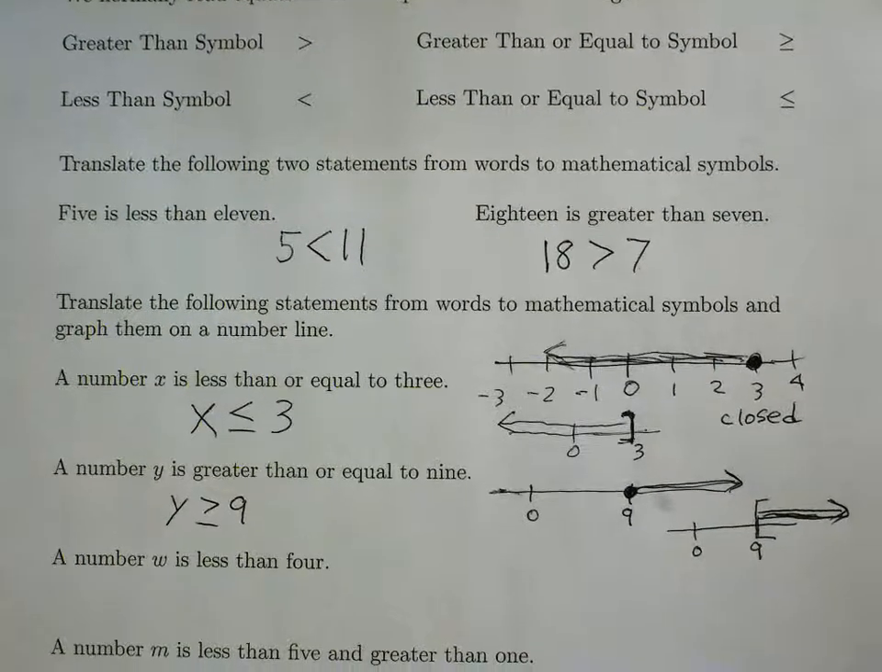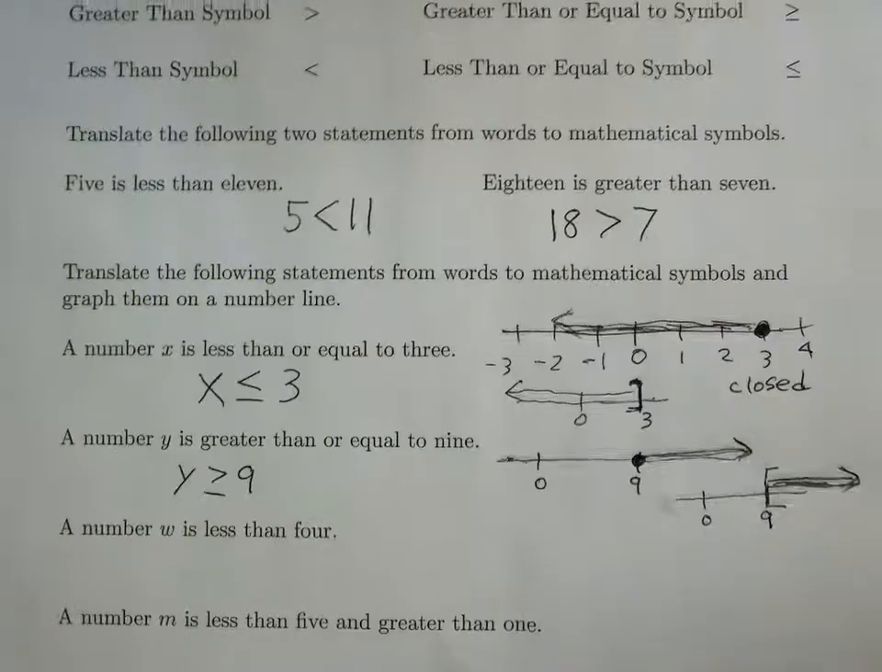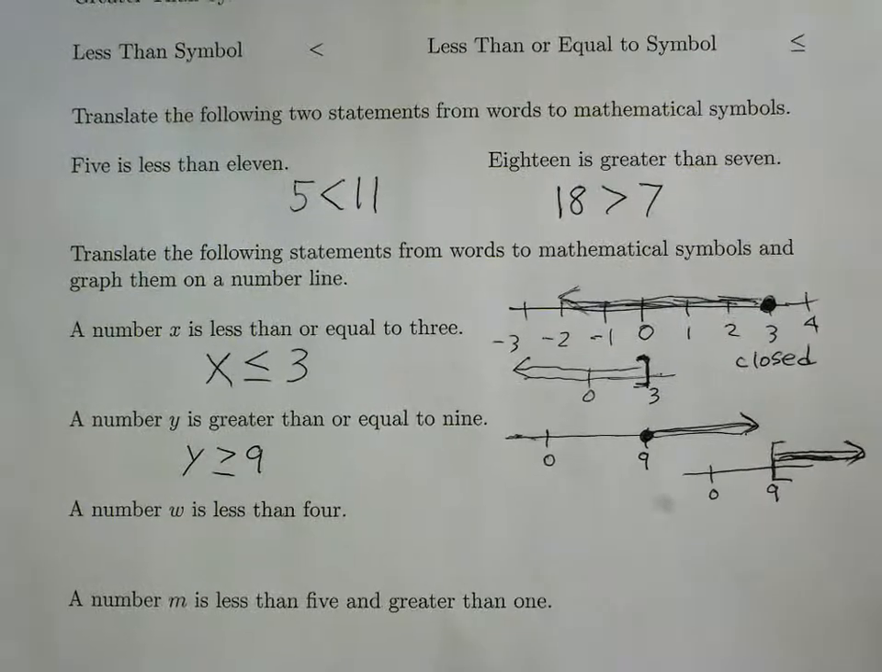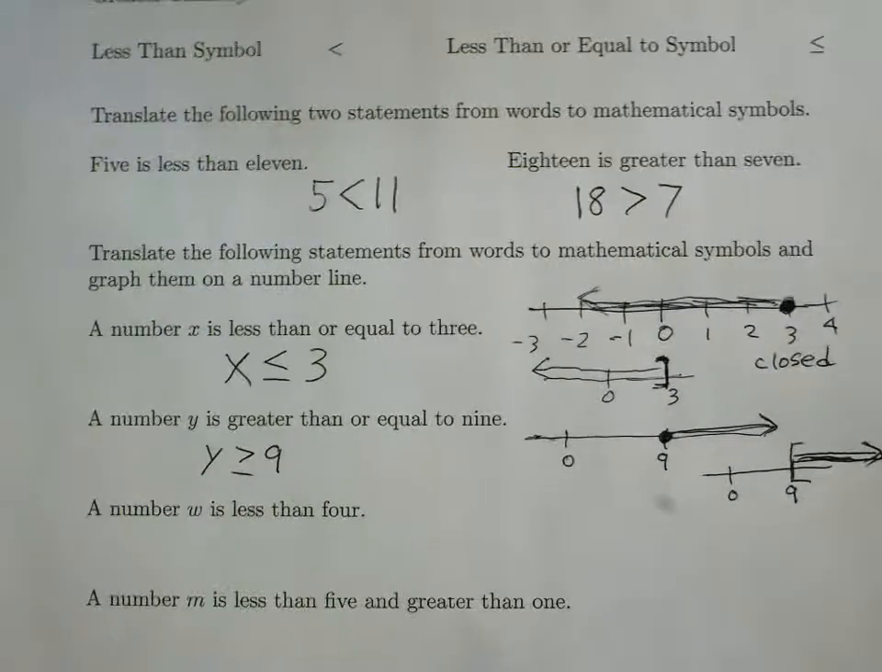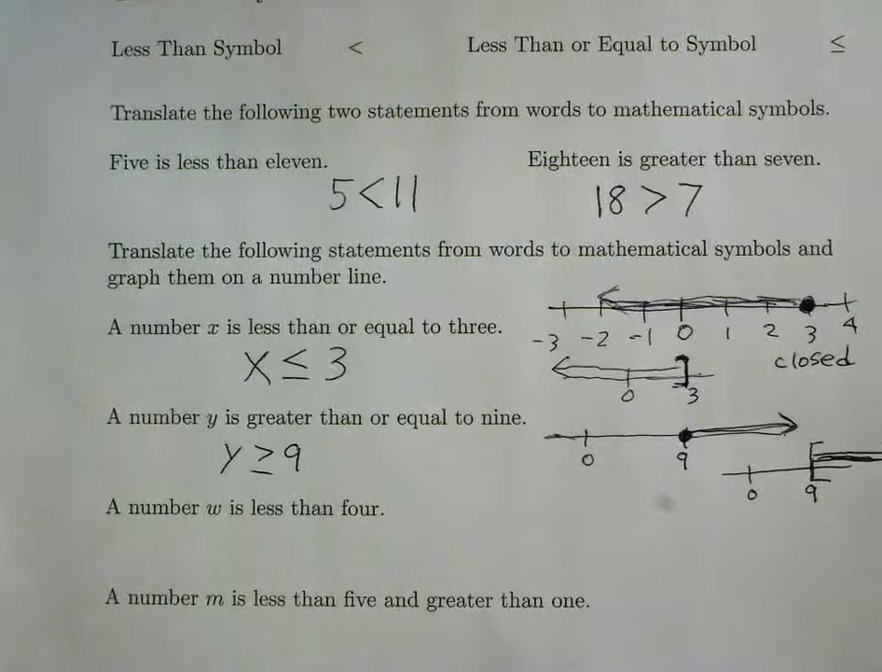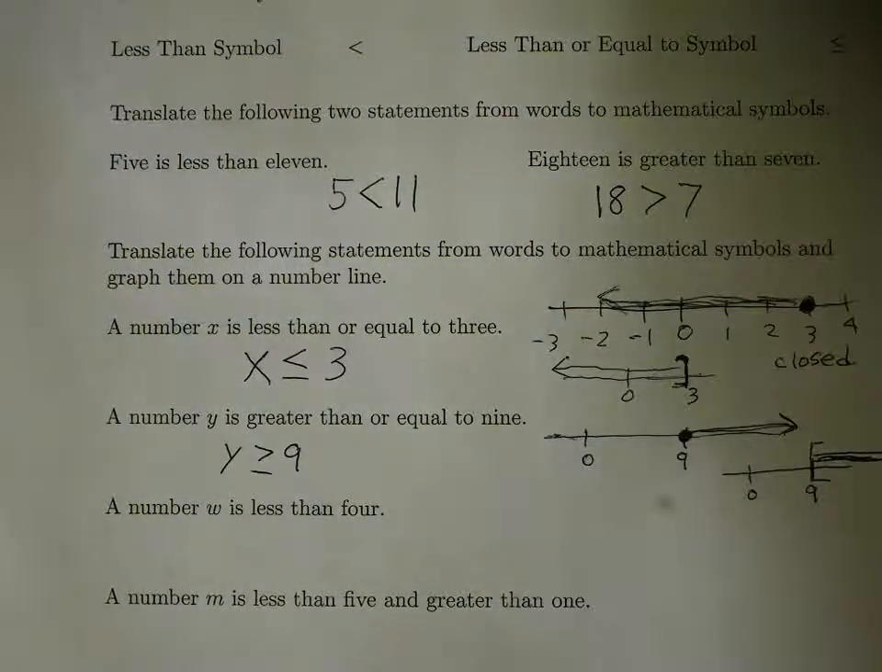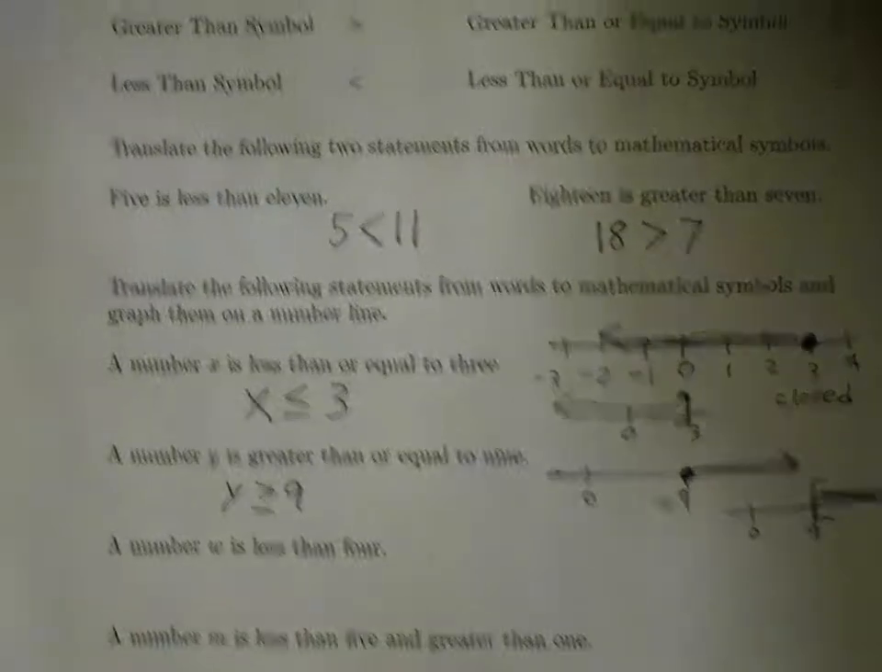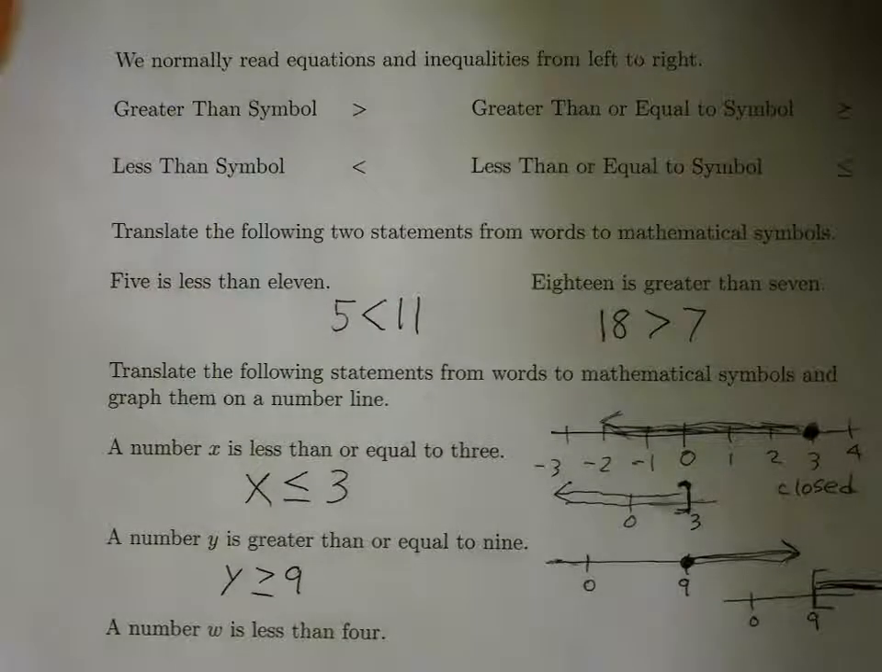Okay, the next one, a number w is less than 4. I'm going to move the camera a little bit.